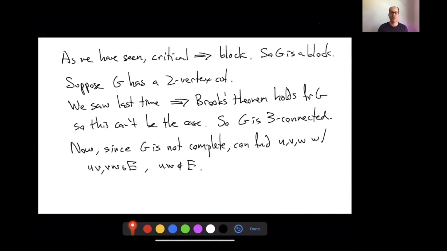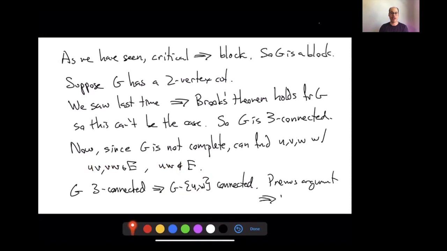Well, now, because G is not complete, by that lemma, we can find U, V, and W, such that UV is an edge, VW is an edge, but UW is not an edge. Okay? But now you're 3 connected. So whenever you remove any 2 vertices, you're connected. Well, that means we have the hypotheses of our previous argument. So Brooks holds in this case too.